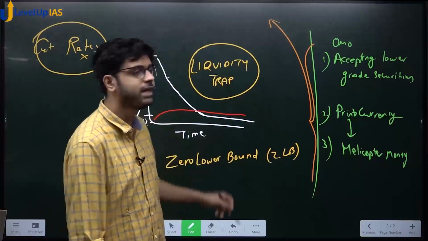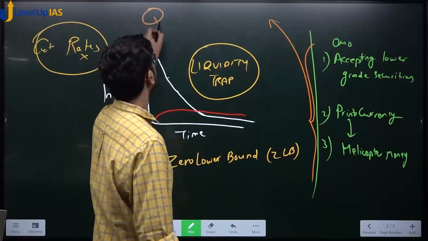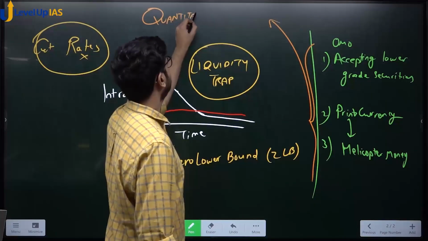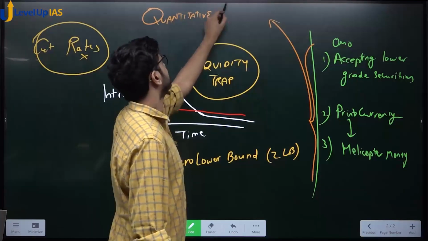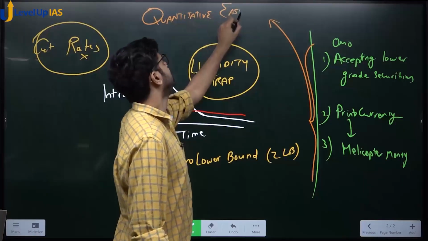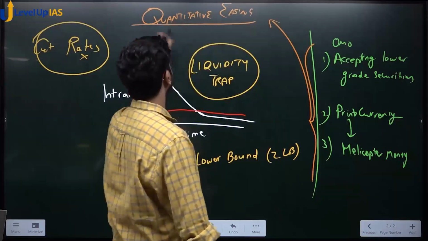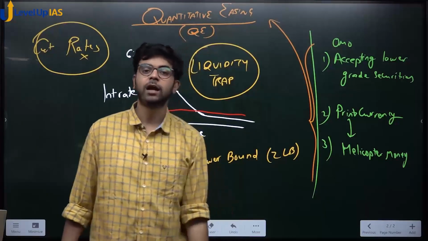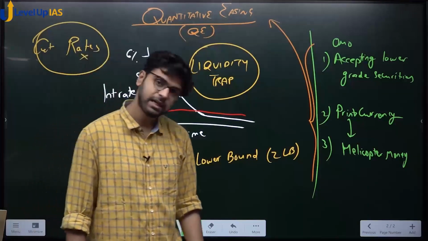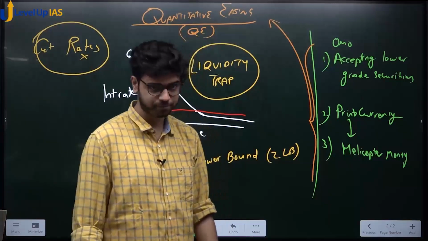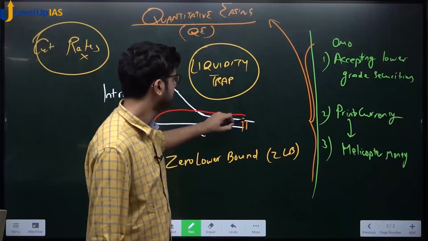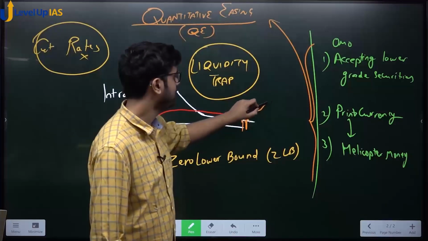These measures are collectively called as, what are they collectively called as? They are collectively called as quantitative easing, QE. So whenever you read that RBI is resorting to quantitative easing, it means that it is now desperate to boost growth. When quantitative easing happens, your growth starts increasing and it goes up.